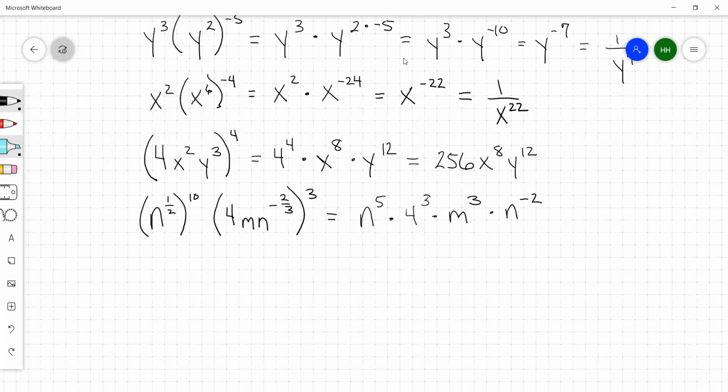All right, so now what you got to do is clean this up. We got a 4 to the 3rd. Our 4 to the 3rd becomes 64. Our m to the 3rd stays m to the 3rd. And our n to the 5th times n to the negative 2. We got bases that are the same and we're multiplying, so we're going to add those powers. I'm sorry, that's going to be n to the 5 plus negative 2 power. That's going to be n to the 3rd power. So there's your simplest form of this right here.